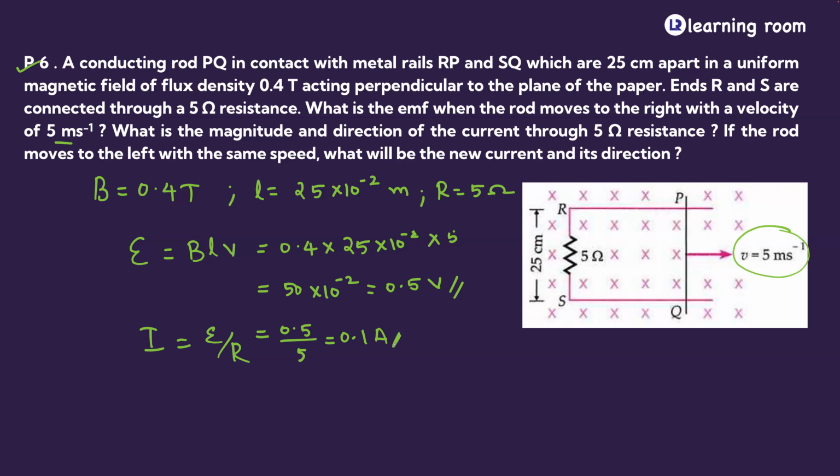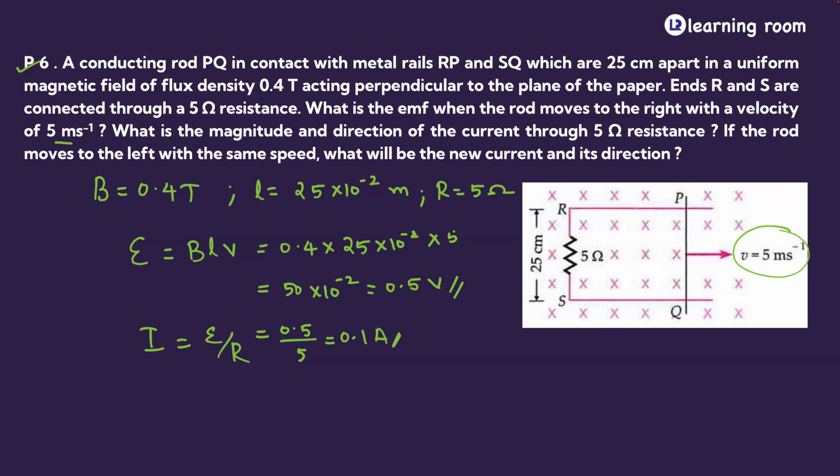Is that what is happening? Field, this is the motion of the conductor, and this is going to be the direction of the current. So S to R is going to be the direction of current. Okay, let's validate it using the other logic also. I doubt S to R is the direction, but let's check this.